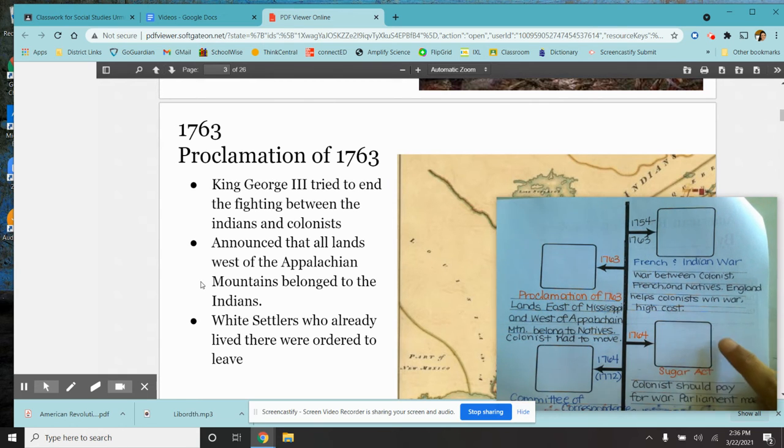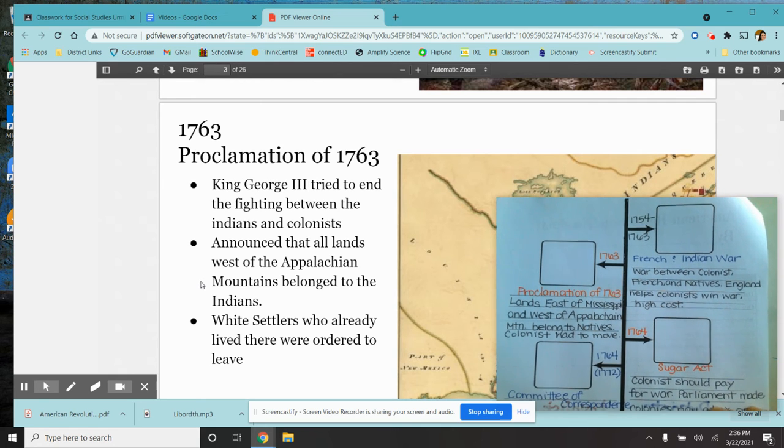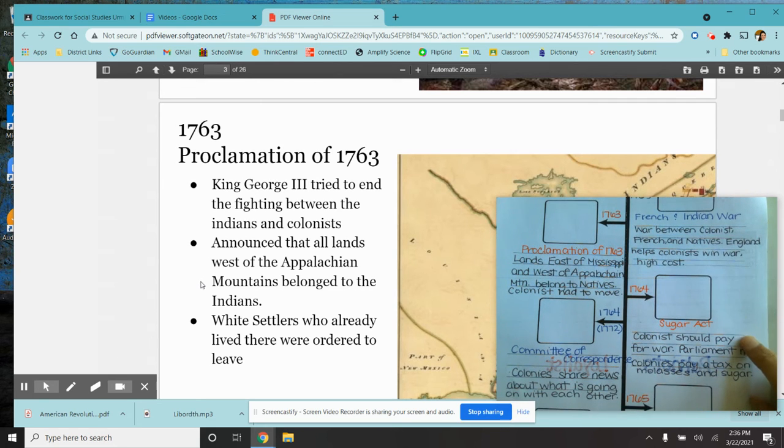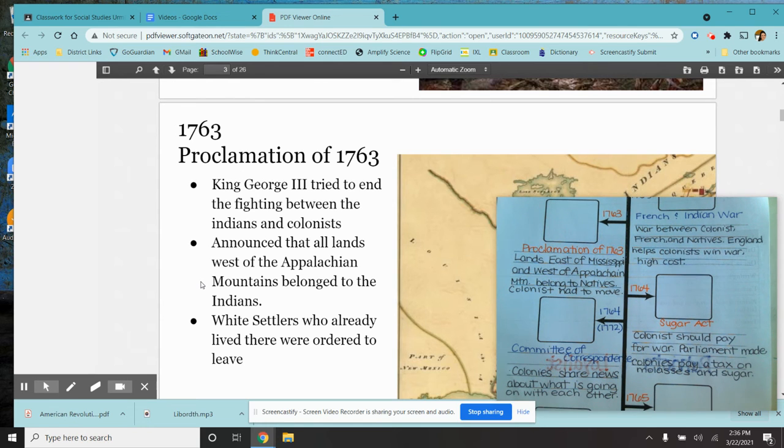All right, then we start to have our taxes. I did this in red, so this is England pushing this. It's the Sugar Act of 1764, and the colonists should pay for the war. So Parliament, and this is a little tricky to see, made the colonies pay a tax on molasses and sugar. Molasses is that dark, thick, viscous syrup substance. It's used in a lot of sauces. If you've had barbecue sauce, you probably had something that has molasses in it. And that was a sweetener they used in colonial times. It's more popular than the sugar that we're used to that's more refined and processed.